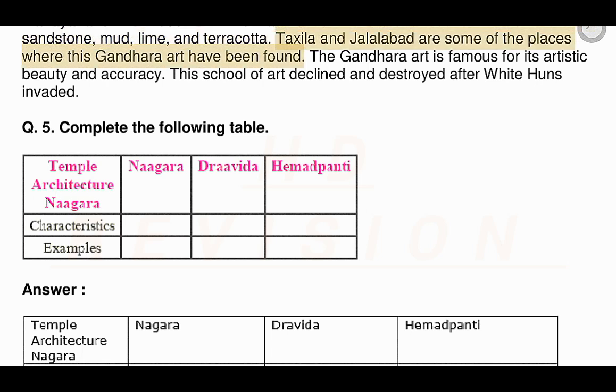Taxila and Jalalabad are some of the places where this Gandhara art has been found. The Gandhara art is famous for its artistic beauty and accuracy. This school of art declined and was destroyed after the White Huns invaded. Q5. Complete the following table.